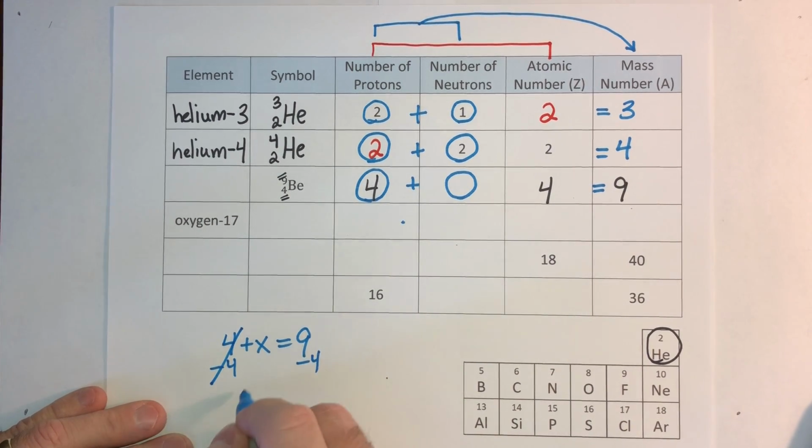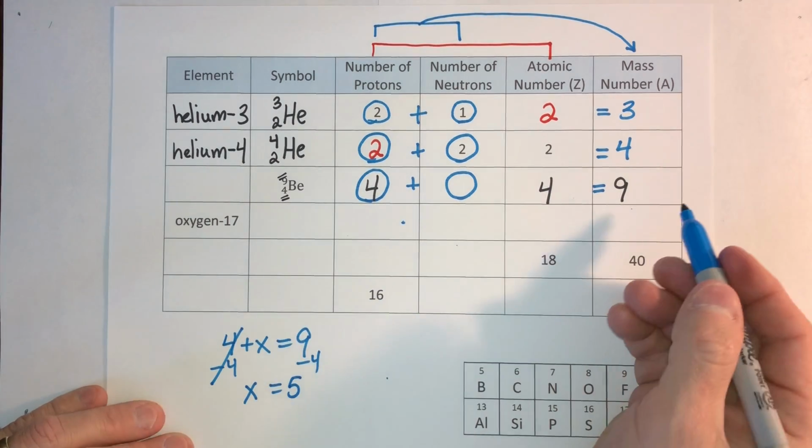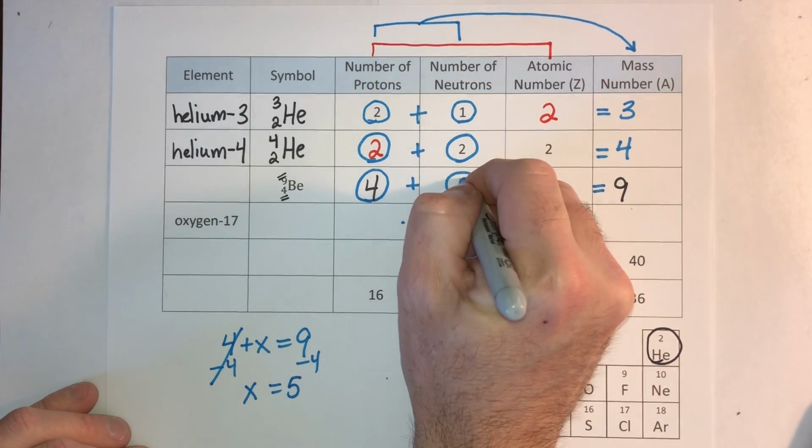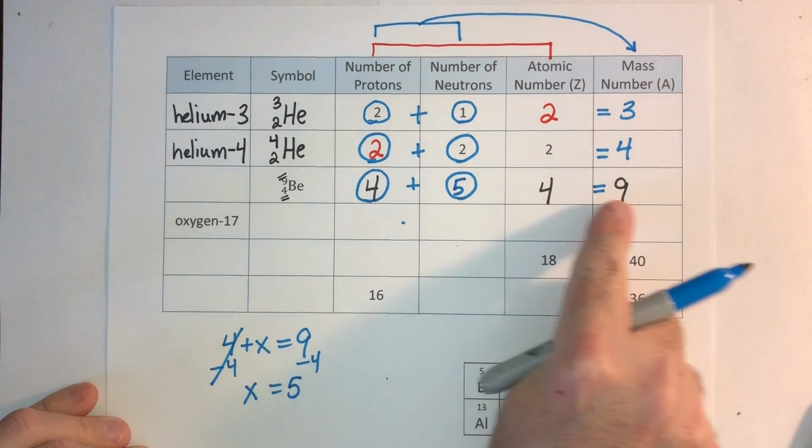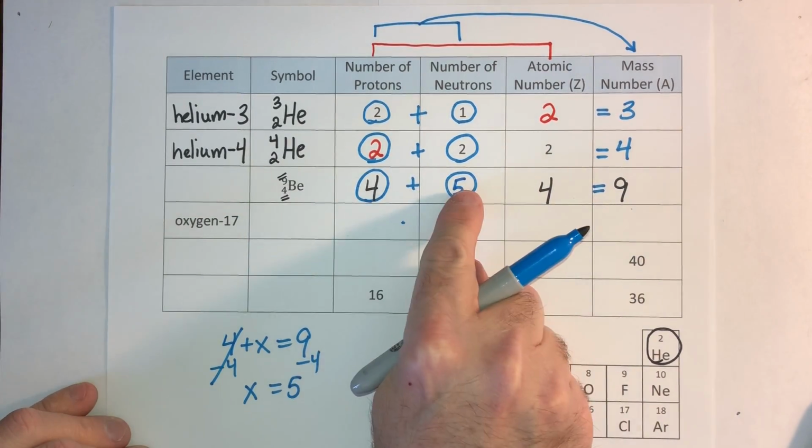So 4 minus 4 is gone. 9 minus 4 is 5, right? This is just a little math equation. 4 plus 5 is 9. 9 minus 4 gives me 5.